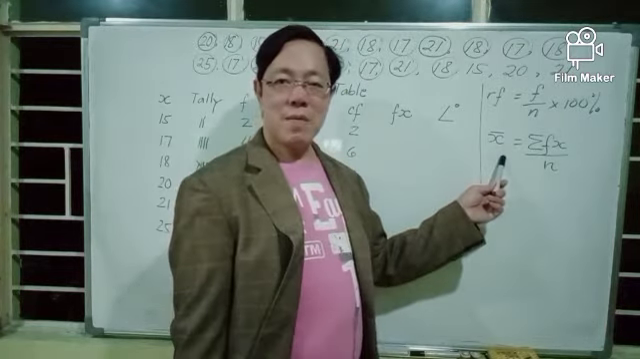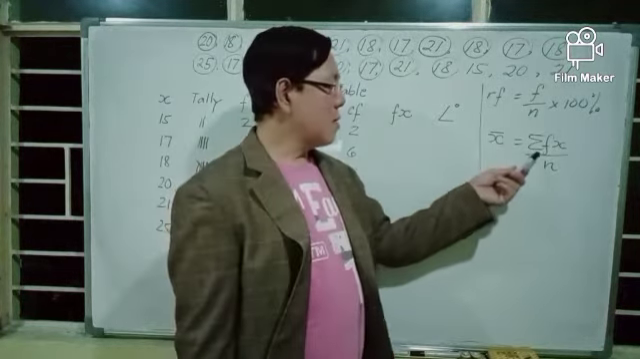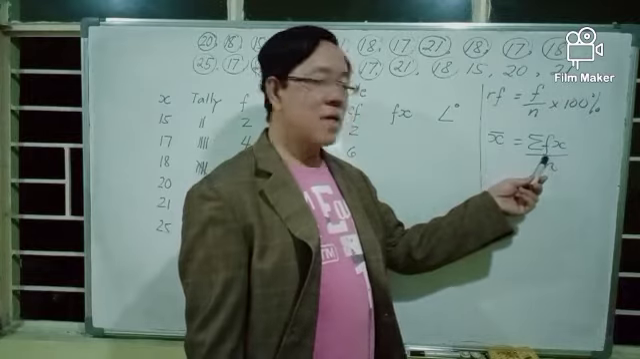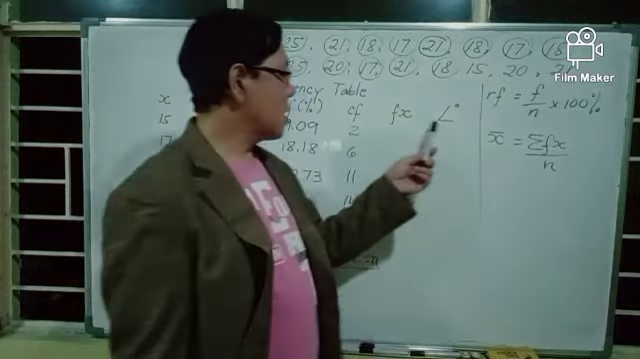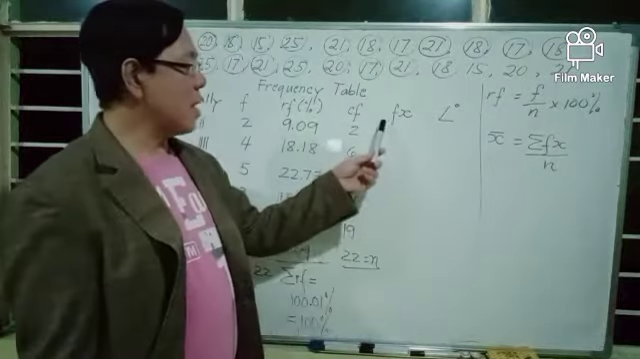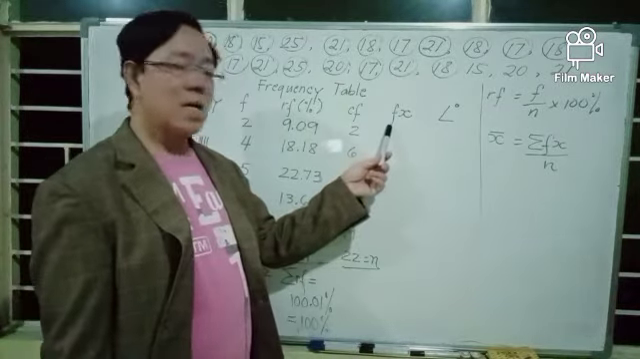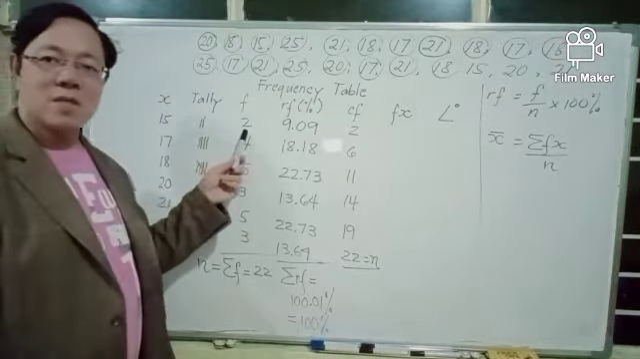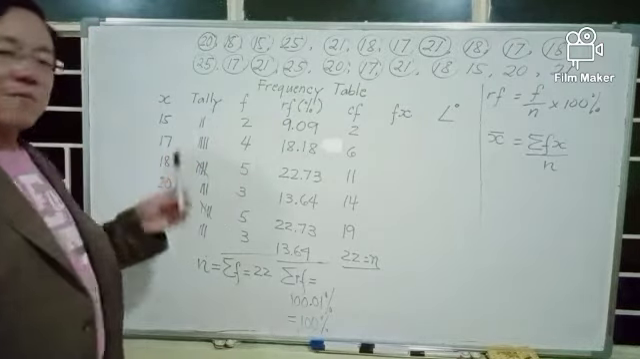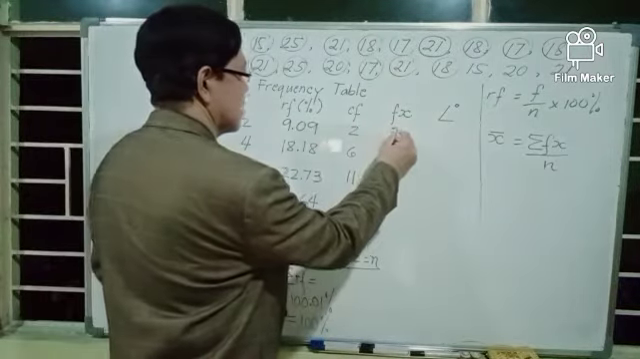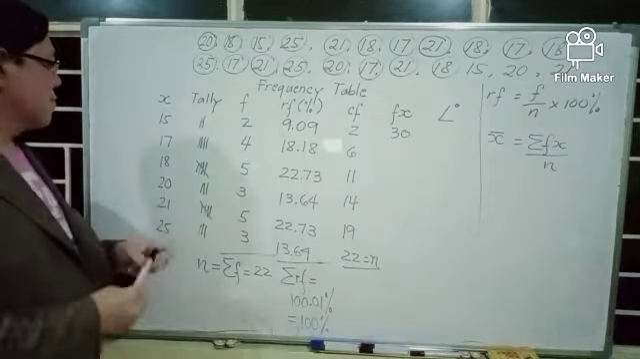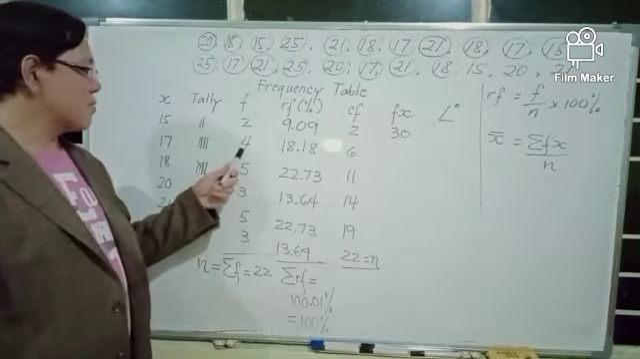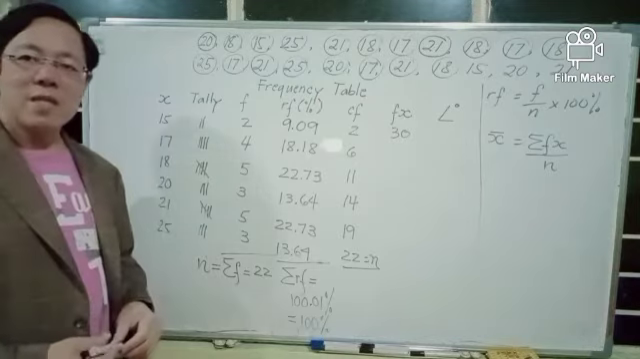To compute the mean from this table, you first compute the product fx, where x is the score and f is the frequency of the score x. We do that in this column denoted by fx. We multiply the score by its frequency. For 15, we multiply 15 by its frequency 2, or 2 multiplied by 15 is 30. For 17, we multiply 17 by 4, and we get 68.